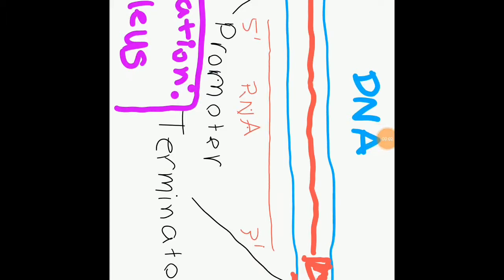RNA differs from DNA because RNA is single-stranded, not double, and it also has bases C, G, A, and U, not C, G, A, and T. Also, in RNA, ribose is the sugar, and in DNA, deoxyribose is the sugar.